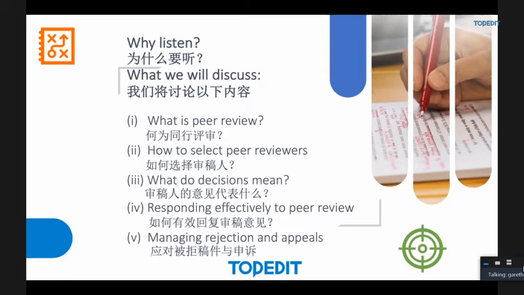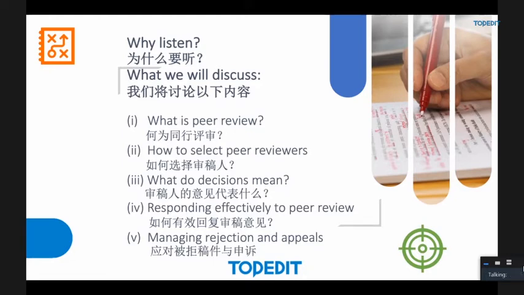What is peer review? We're going to recap that because it's important to understand peer review, in particular the different kinds of peer review that journals use so that we can manage the process more effectively as authors. We're going to talk about how you can select peer reviewers yourself, something that not a lot of people know about, that you can actually manage the process by actively suggesting peer reviewers when submitting your articles to academic journals.